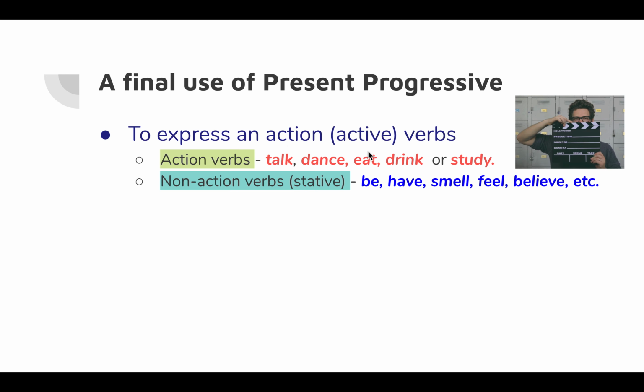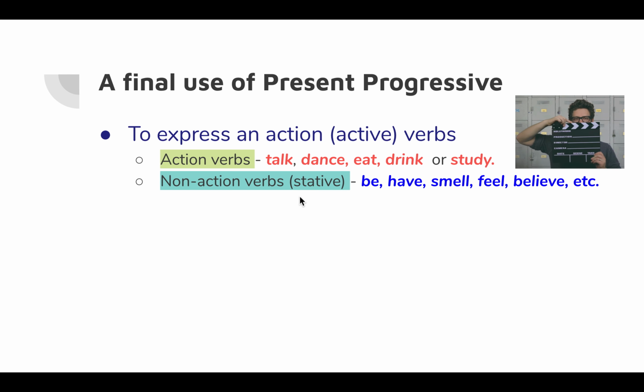We also call these active verbs, okay? So action verbs are things that we could potentially act out, like talk, dance, eat, drink, or study, right? I can show you dance, right, without using any words. I could show you eat without using any words, or drink. These are action verbs if we can act them out.